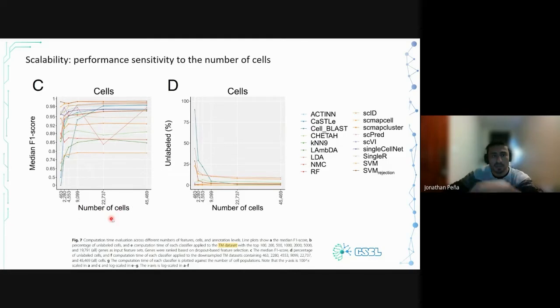Também analisaram a performance mudando o número de células e observaram que o número de células não influencia muito a performance nos diferentes classificadores. Tem alguns nos quais influenciou bastante, por exemplo, o LDA cai muito quando você aumenta o número de células, mas, por algum motivo, depois, quando você ultrapassa um determinado número de células, ele melhora a performance.